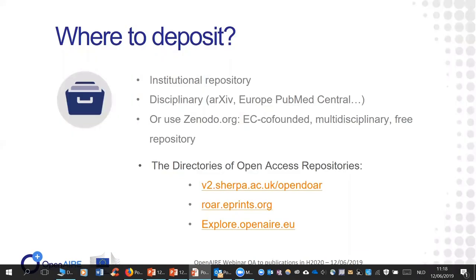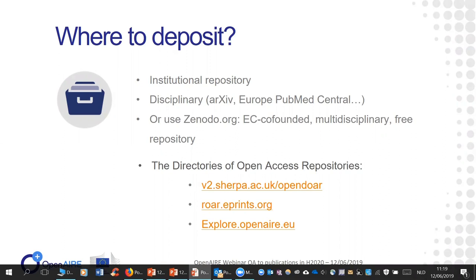So what about the second route, or thing you have to do anyway, namely depositing your article in an open access repository? So how do you go about that? Well, first of all, you have to find a repository, of course. Most research institutions or universities have an institutional repository, so it's always a good idea to look at your institution's, but there are also disciplinary repositories. Think about PubMed Central, for example.